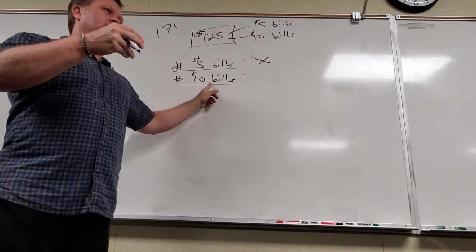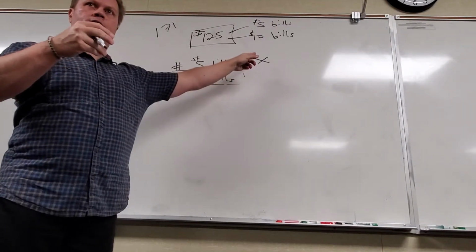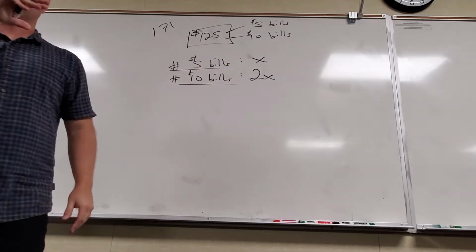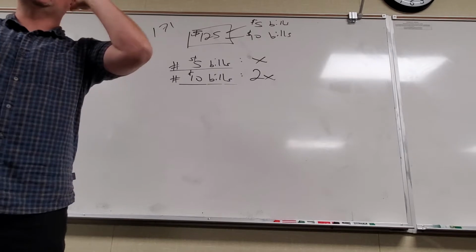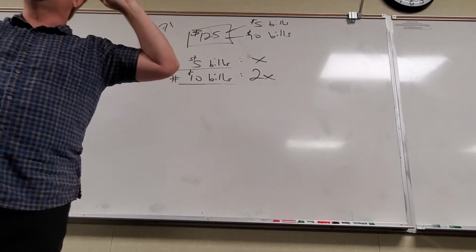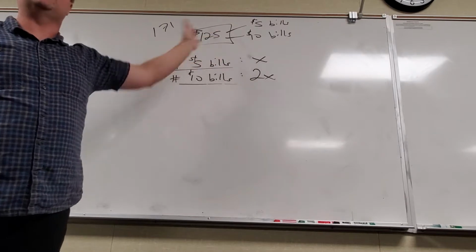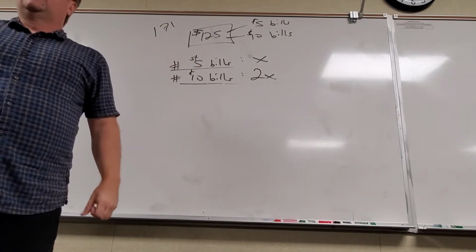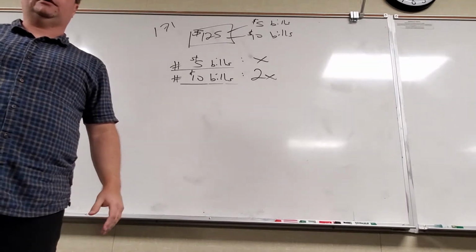And the number of $10 bills is how related to that? That's 2X. Okay, I like it. So right now, I'm not trying to build an equation yet. The word "is" doesn't mean equals yet. I'm just trying to give these guys names so then I can build the equation. I get it. I like it.